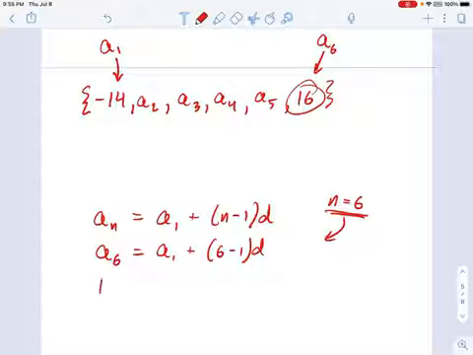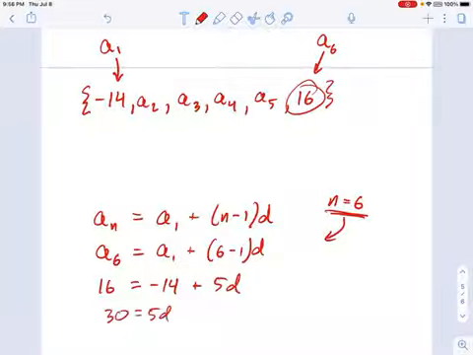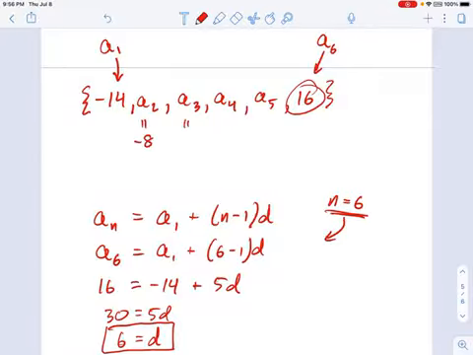Okay, I know what A6 is. That's 16. I know what a1 is. That's negative 14. I know what 6 minus 1 is. That's 5. Okay, so now we balance the equation. We get 30 equals 5d, and 6 equals d. Okay, and that tells us that all you need to do to figure out term A2 is add 6 to negative 14. So A2 equals negative 8, A3 equals negative 2, A4 equals positive 4, and so on. We're just adding 6 each time. I sure hope this is right. 10 and then 16, great. Okay, so that worked out.